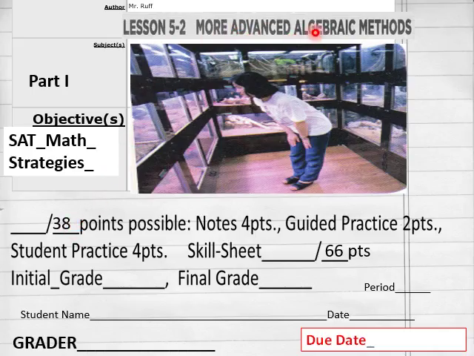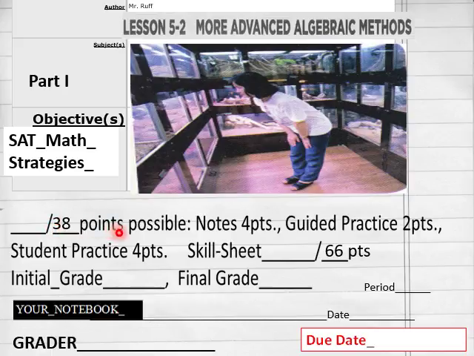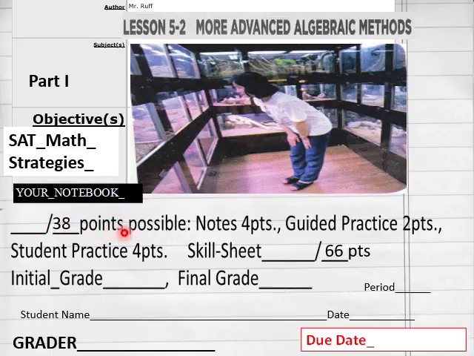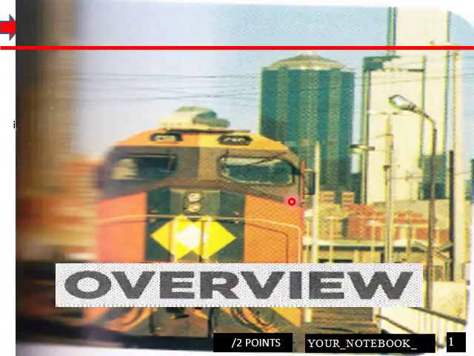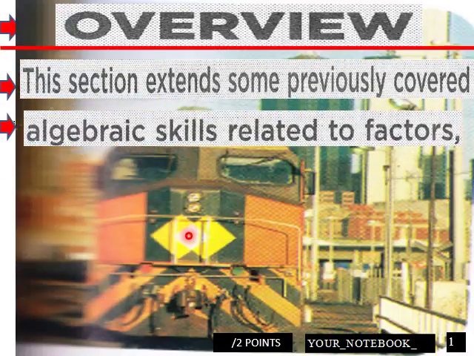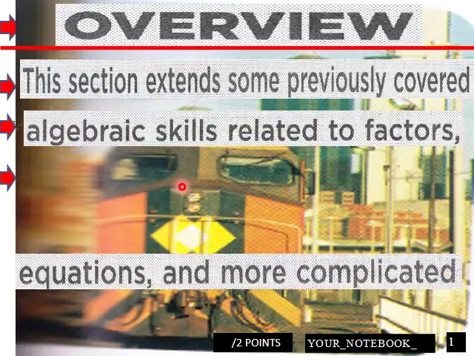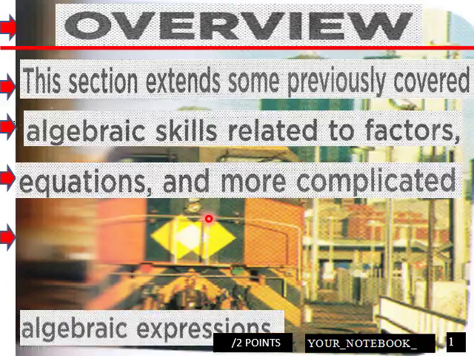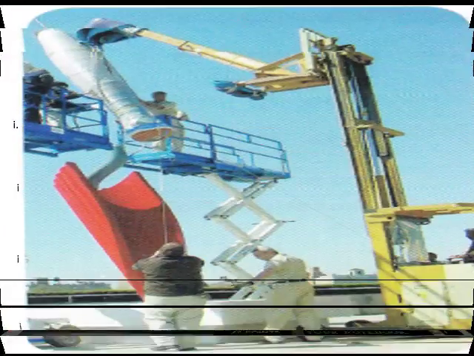5.2, more advanced algebraic methods. We've got 38 points here for notes for your notebook, and then we have a 66-point skill sheet at the end of this lesson. The overview of this section extends some previously covered algebraic skills related to factors, equations, and more complicated algebraic expressions.